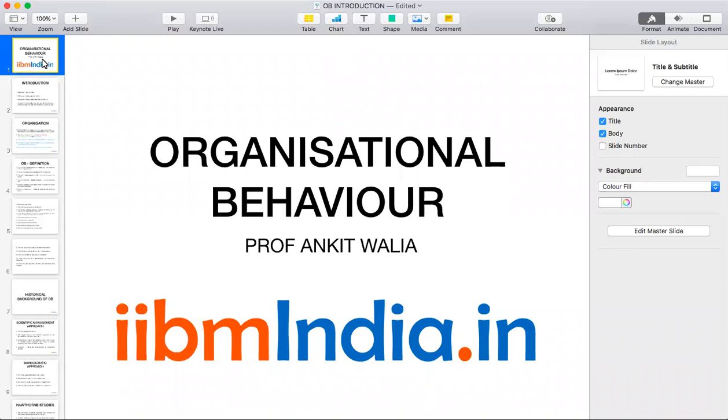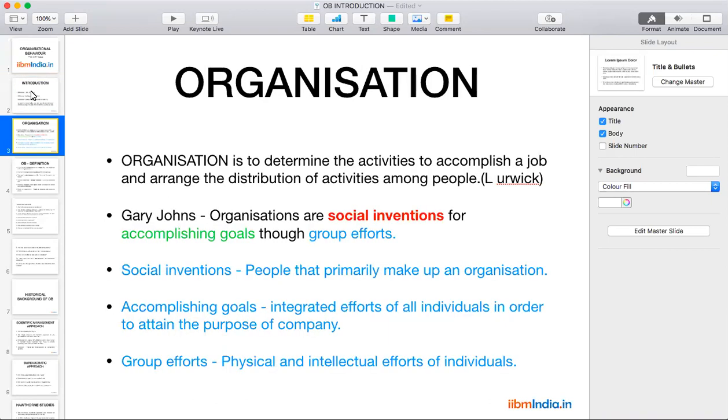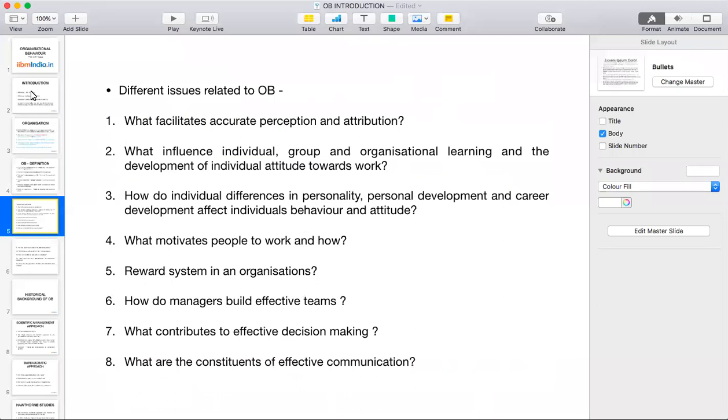As we discussed the basic concept of OB in the last class, we have discussed the introduction about what is behavior. We have also discussed what we mean by organization and the different concepts related to that. Then we discussed the definition of OB related to different dimensions, when it comes to technical, conceptual, and the human dimensions.